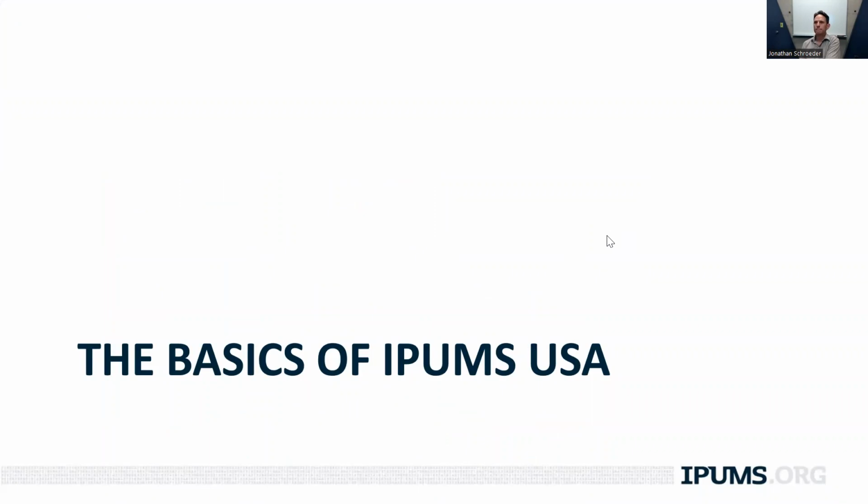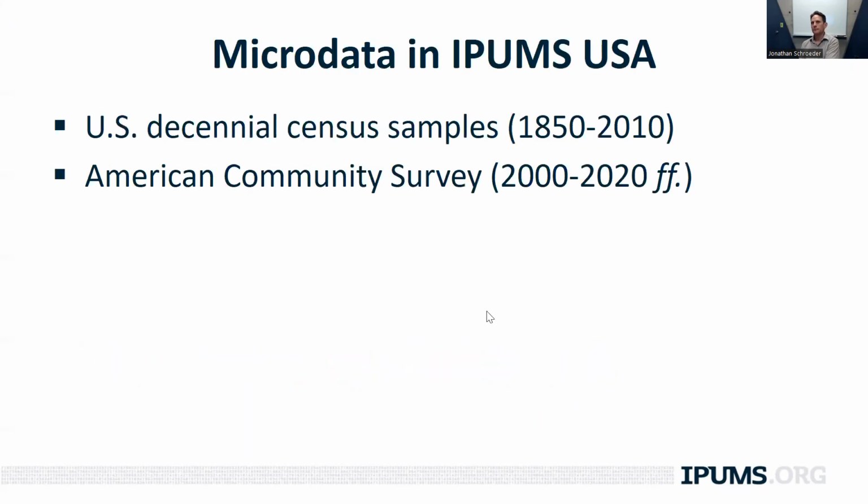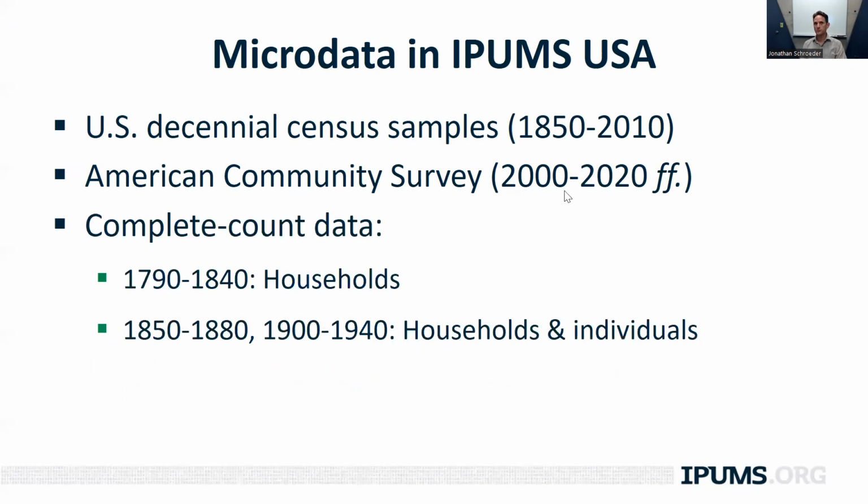All right. For the last 10 minutes or so here, I want to give a very broad overview of IPUMS USA. So IPUMS USA provides microdata as opposed to summary data, and it is very complete in how much microdata it provides. Going all the way back to the 1850 census, it provides decennial census samples, and it includes all American Community Survey microdata samples through 2020.